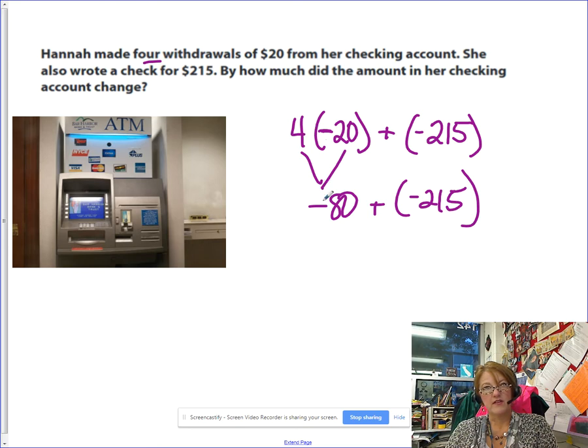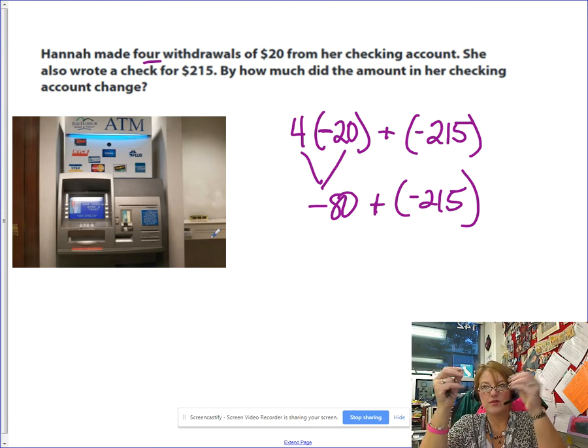Remember, different signs, negative number. Now the last step, last scan, add or subtract. Well, here we go. You have to keep these rules intact. A negative 80 plus more negatives. If you think number line way, you're going backwards 80 and back another 215.